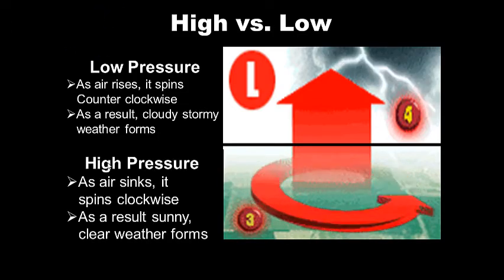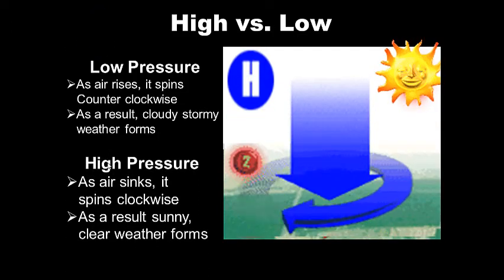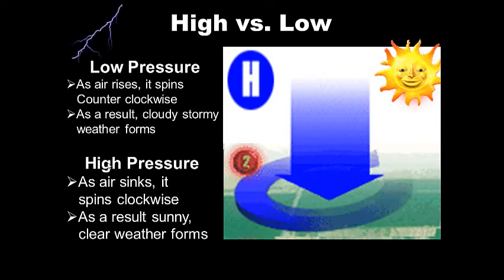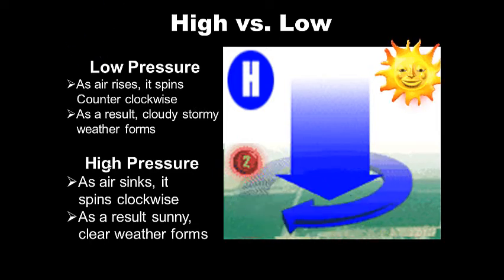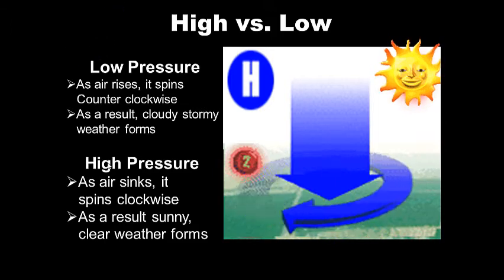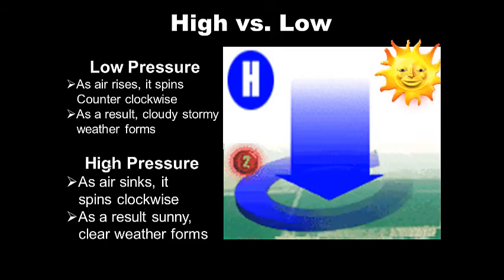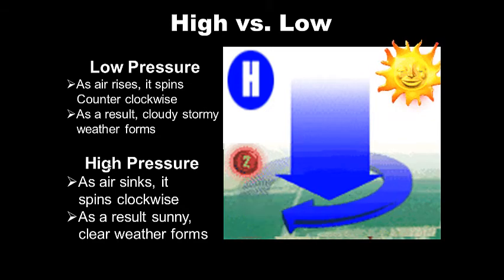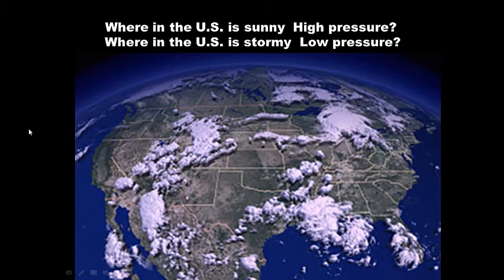High pressure: as air sinks, though, it spins clockwise, and as a result, we get sunny, clear weather. So the exact opposite. Air is coming down on your head, giving it more air pressure. Okay, so we'll skip that.